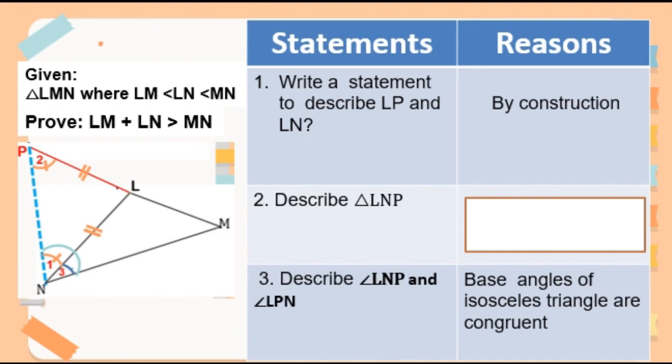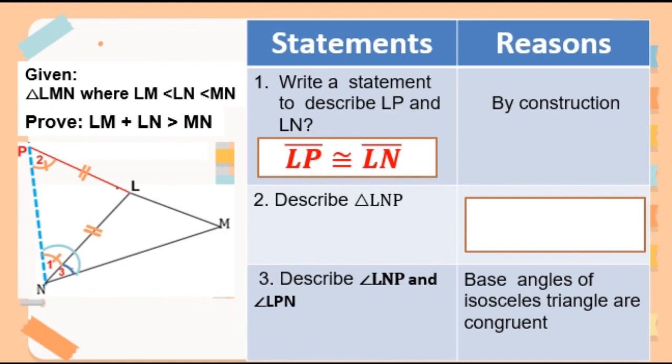First, write a statement to describe LP and LN. So here, LP and LN. Observe the illustration and the markings. Line segment LP is congruent to line segment LN, and the reason is by construction.